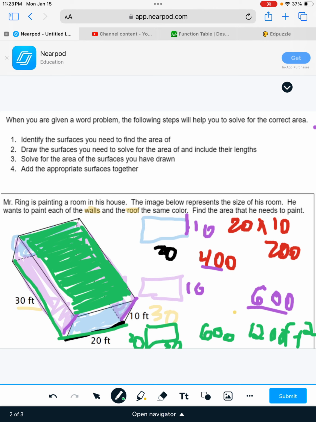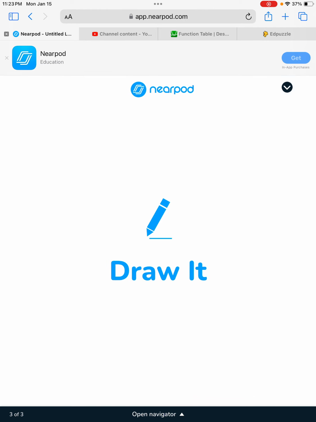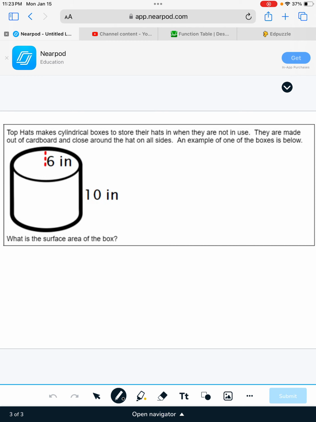When I go to the next example that I'm looking at here, it talks about top hats making cylindrical boxes to store their hats in when they are not in use. They're made out of cardboard and close around the hat on all sides. An example of the boxes is below. What is the surface area of the box?